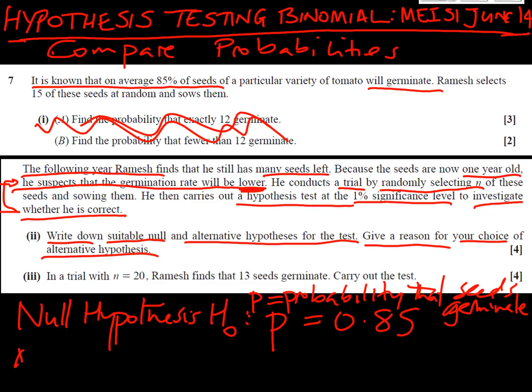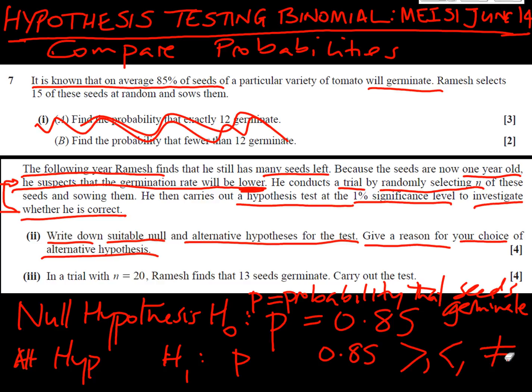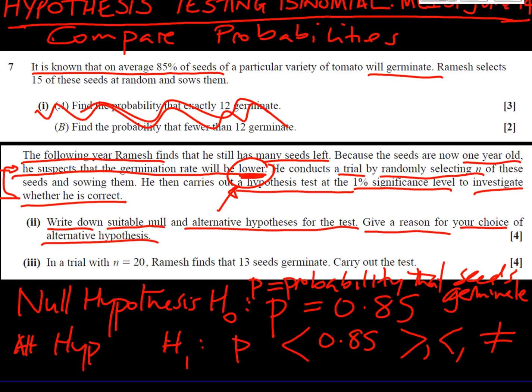Now, what's our alternative hypothesis? And here they're asking us to justify it. We call that H1, don't we? Now, what are our choices? We know it's got to be p, and we know we're comparing it to 0.85. But we've got three choices here. We can have greater than, less than, or not equal to, different to. What's the question telling us here? They use the word up here, lower. That's really important. What we're interested in is a probability that's lower. So it's going to be p less than 0.85.